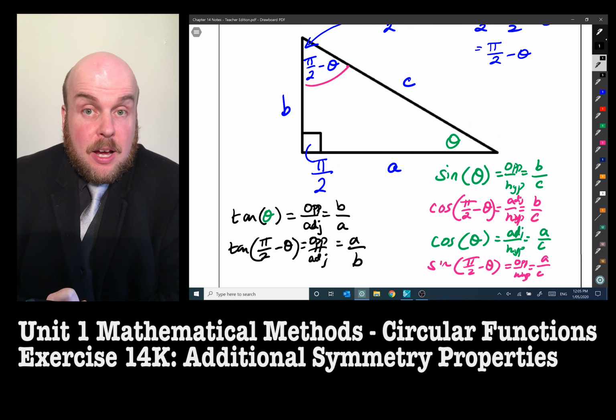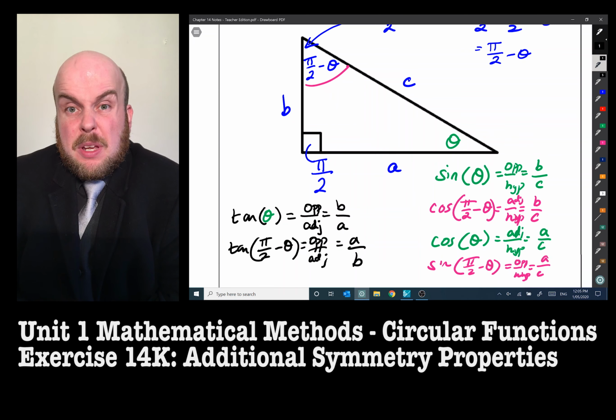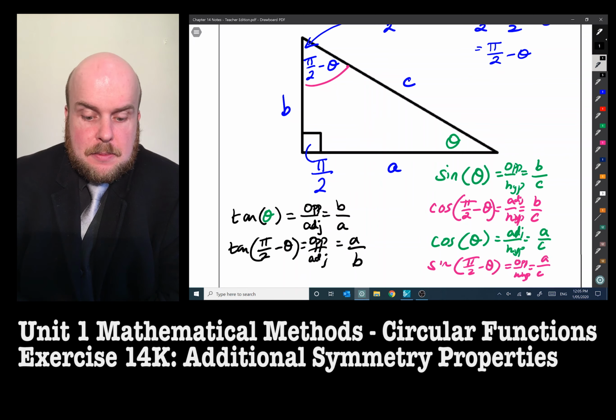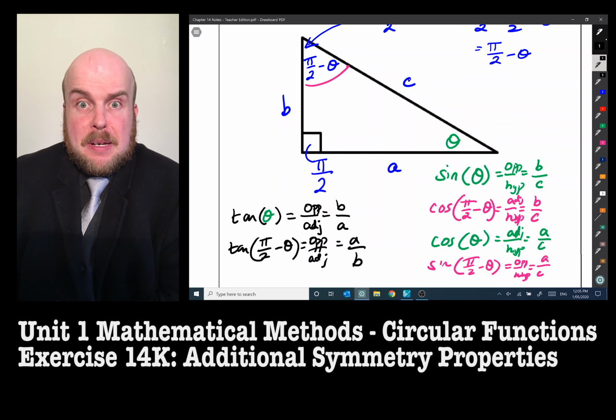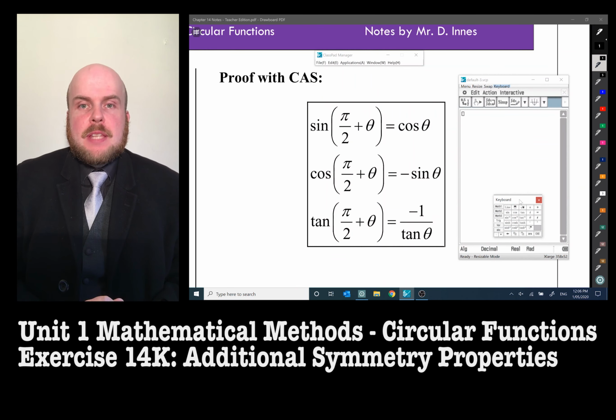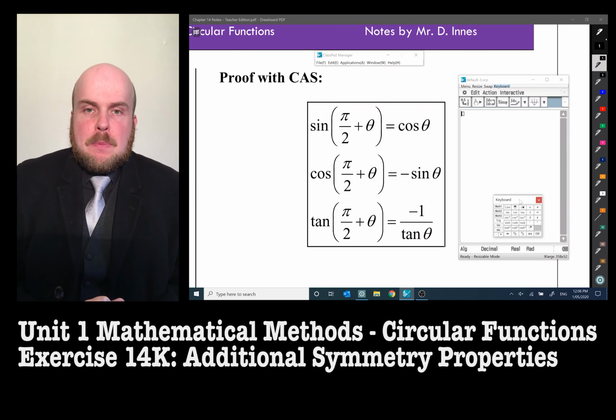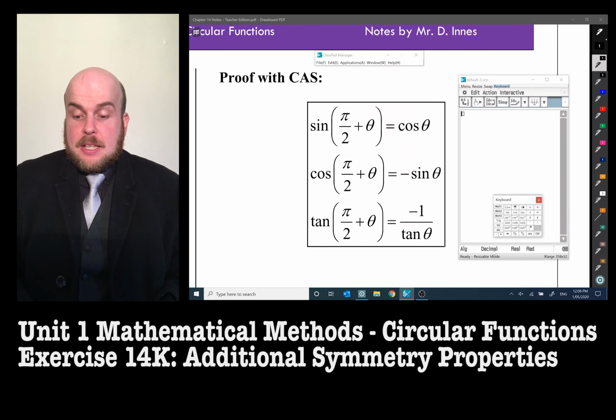So that is our diagrammatic proof. We could also use some algebra, and we'll probably be using the algebra to go and prove the other ones. But this is the basic principle behind having pi minus theta and the symmetry properties within. You'll notice that this time we've got pi over 2 plus theta. And this makes it a little bit more difficult to show with a diagram. So I'm actually going to use the CAS calculator to help me out.